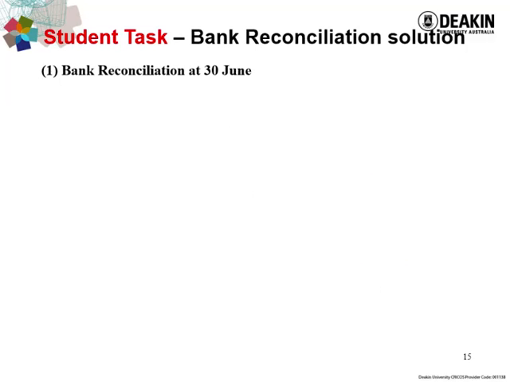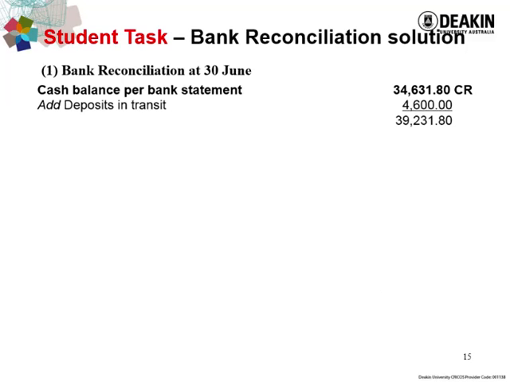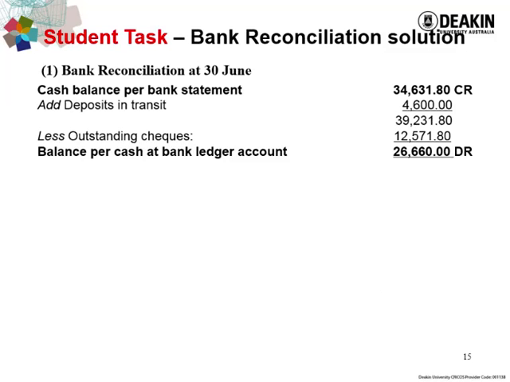So for the bank reconciliation statement at 30th June, we will begin with cash balance per bank statements, which is 34,631.8 credit. We add deposit in transit 4,600, and we deduct outstanding check, which is 12,571.8. This gives us the balance per cash at bank ledger account 26,660 debit.